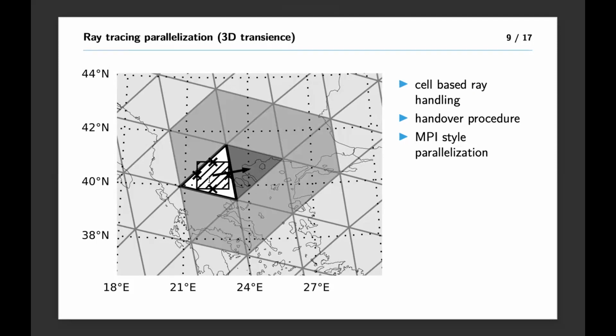And in order to efficiently parallelize this, and this is very important in an MPI style parallelization, we need some kind of handover procedure. And so there's a procedure where each cell, like here the dark gray cell, is searching all the neighboring cells for ray volumes that might have traveled into the cell. And in that way, we can have a cell-based ray handling. And so we can parallelize the integration of the ray volumes in blocks, in MPI blocks, as commonly done.